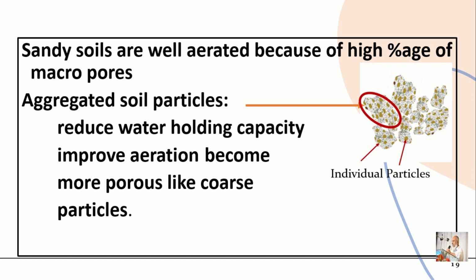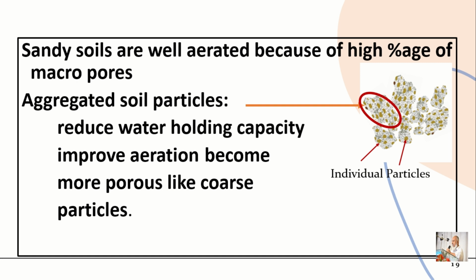These smaller particles, you can see in this diagram that the brown spots, grains, they are individual particles. So particles, they get aggregated due to mucilaginous substances, due to organic matter, due to the activity of the microbes. They get aggregated, and the aggregated particles behave like coarse particles. They consist of many small particles, but they combined in form of aggregate.